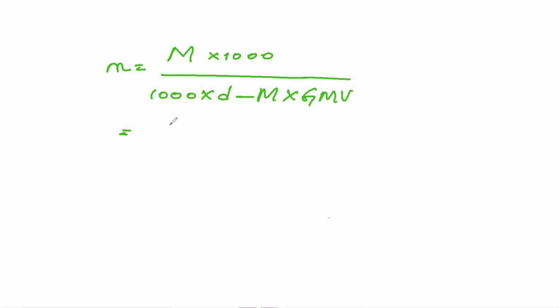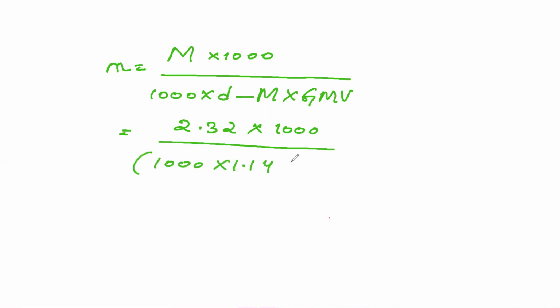So by substituting this formula, molarity is given as 2.32 moles per liter, into 1000 by 1000 into D, that is density, which is given as 1.14, minus molarity, that is 2.32, into the gram molecular weight of sulfuric acid, which is 98.